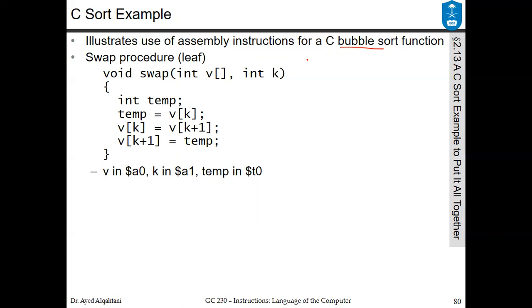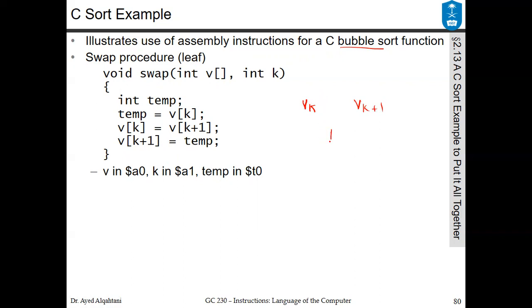The sort makes use of a function called the swap. This swap function, or swap procedure, is a leaf procedure. And as you can see here, the job of the swap procedure, if you have two variables, v[k] and v[k+1], is to swap the values of those two variables.